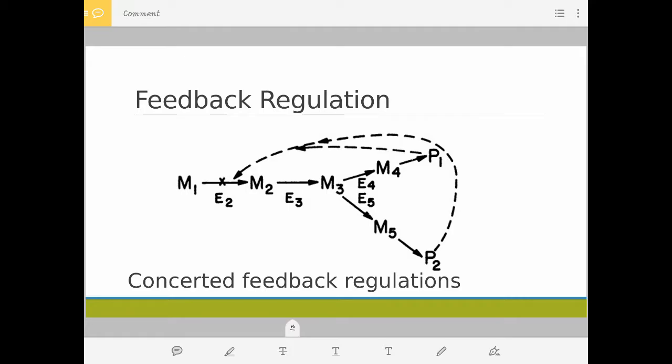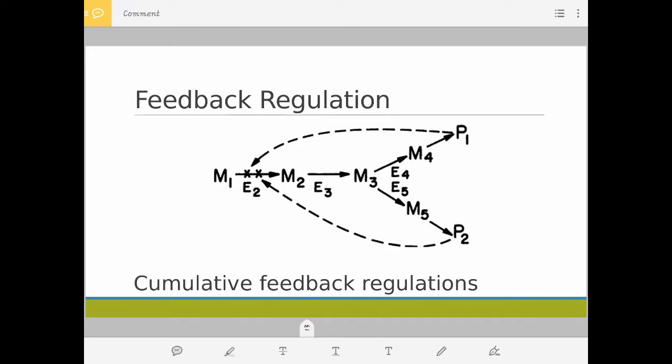So both of them must work together to inhibit enzyme 2. That's concerted. And then we also have a different version of that. Again, the same branching pathway, except that this is a cumulative feedback regulation. P1 and P2 singly, by themselves, can inhibit enzyme 2, but only to a certain extent. For example, P1 can inhibit enzyme 2 at, say, 40%, so it lowers the activity by 40%. And then P2 lowers activity by 30%. So that is cumulative feedback regulation.